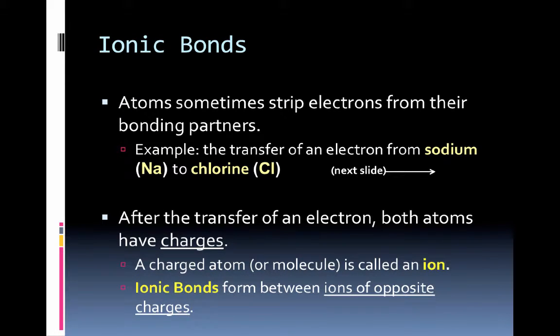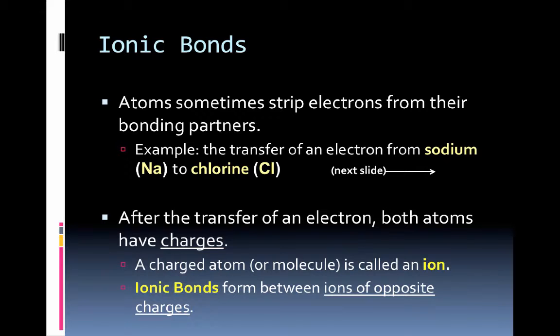The second type of bond that I want to talk about is called an ionic bond. Before an ionic bond can occur, atoms must either gain or lose electrons and therefore acquire an electrical charge. When two atoms come close together, sometimes one will strip an electron from another. A classic example of that is seen with the two atoms sodium, abbreviated Na, and chlorine, abbreviated Cl.